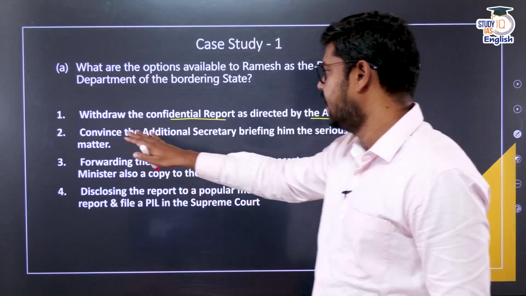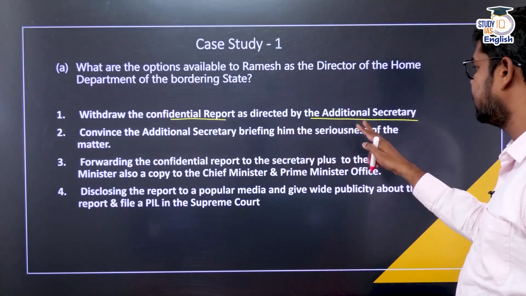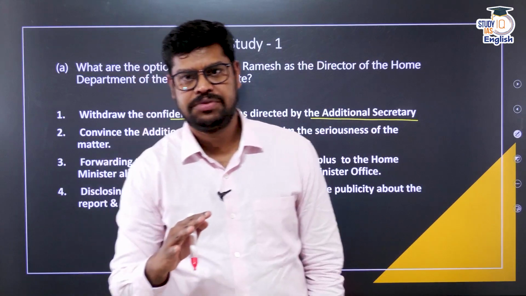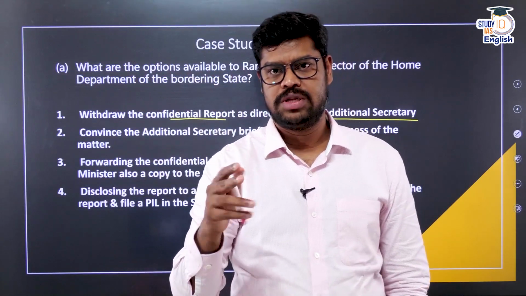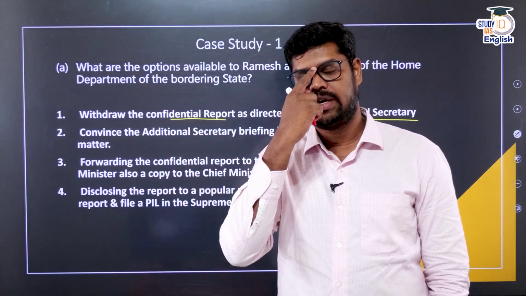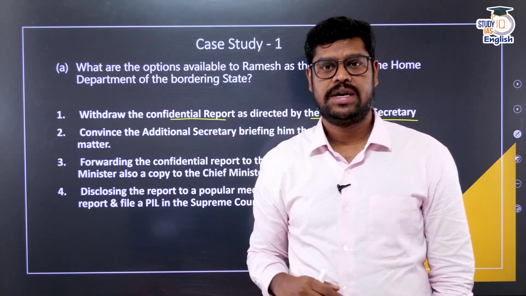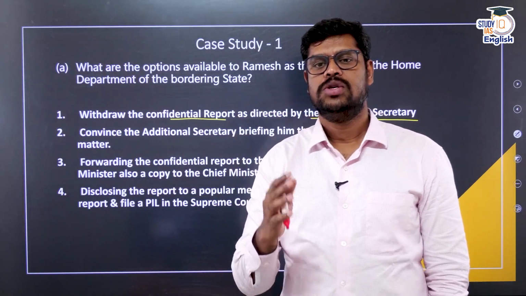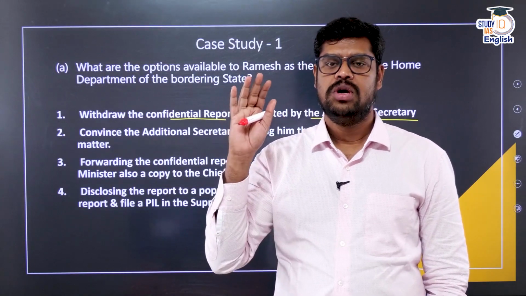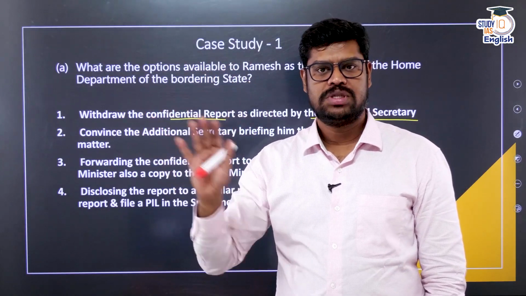The second thing that Ramesh can do is convince the additional secretary, briefing him on the seriousness of the matter. Probably the option is under the assumption that the additional secretary has not understood the seriousness of this issue, or the higher officials, as said by the additional secretary, have not understood. So Ramesh is taking extra effort to make the additional secretary understand. Here he is again trying to uphold his professional duties and responsibilities, doing his duty with utmost objectivity and respect for civil service values.